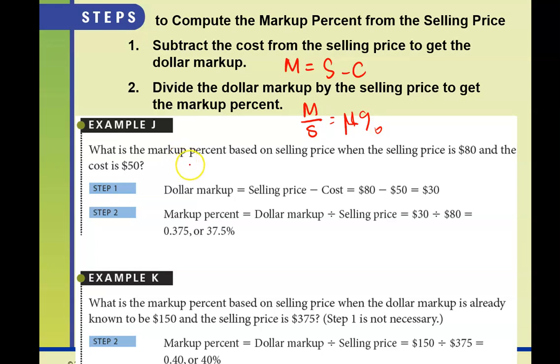Okay, so what is the markup percent based on selling price when the selling price is $80 and the cost is $50? So again, the dollar markup is simply the selling price of $80 minus the cost of $50. And so that tells me that this item was marked up $30. To calculate the percent, we're taking that dollar markup of $30 and putting that over the selling price of $80. That's going to give me 37.5%.